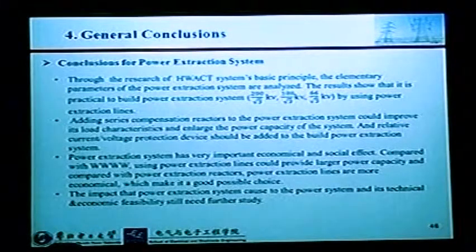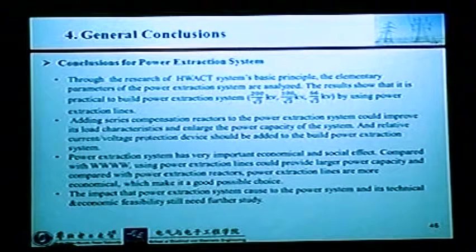Conclusions for power extraction system. In the research of HWACT system, the basic principle and the elementary parameters of the power extraction system are analyzed. The results show that it is practical to build a power extraction system by using a power extraction line. Adding series compensation injectors to the power extraction system could improve its load characteristics and enlarge the power capacity of the system, and the relative current and voltage protection device should be added to build a power extraction system.